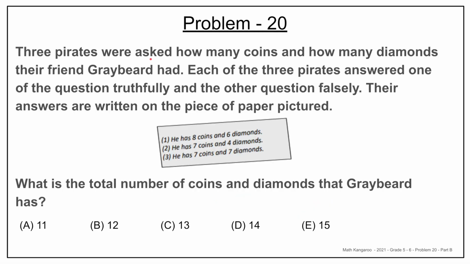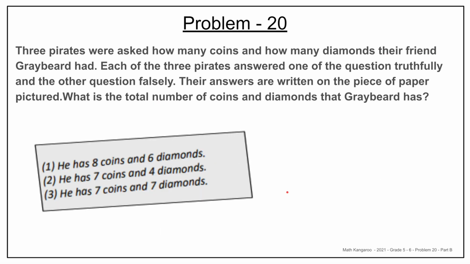Problem 20. 3 pirates were asked how many coins and how many diamonds their friend Greybird had. Each of the 3 pirates answered one of the questions truthfully and the other question falsely. Their answers are written on the piece of paper pictured. So these are the answers. What is the total number of coins and diamonds that Greybird has? These are our options. So we know that the 3 pirates answered one of the questions truthfully and the other falsely. So from here we know that 2 pirates say 7 coins.